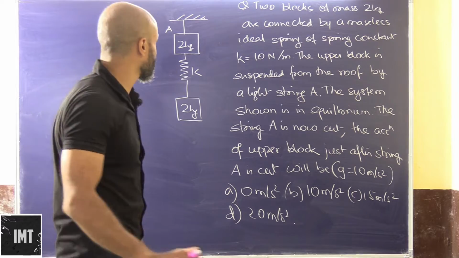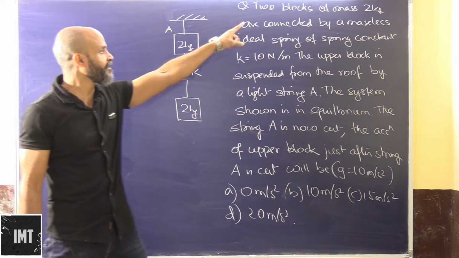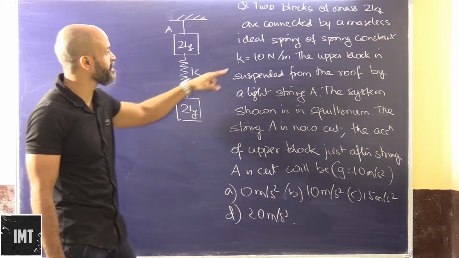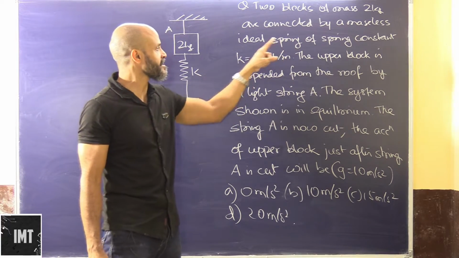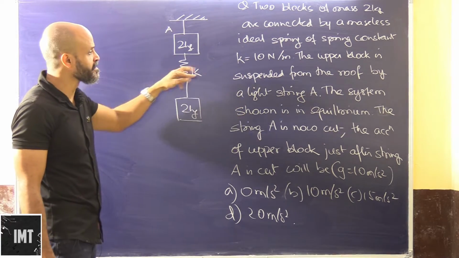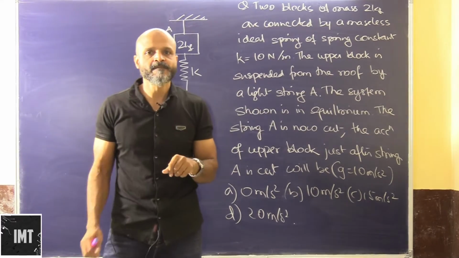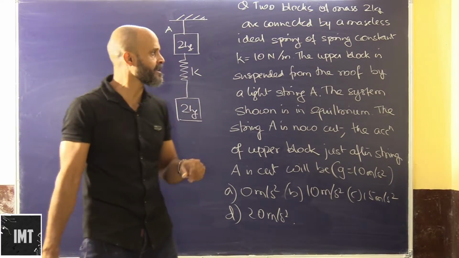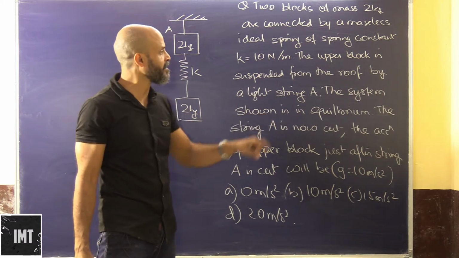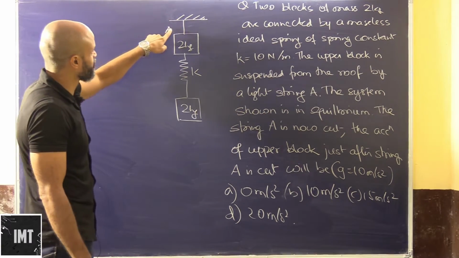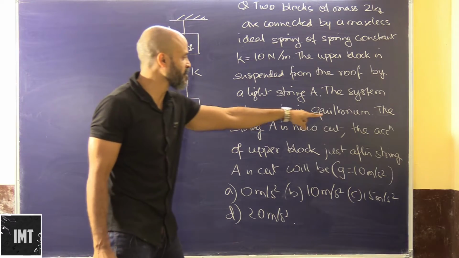Okay, people. So let's solve this one here. We have two blocks of mass 2 kg, this is 2 kg and this is 2 kg, connected by a massless ideal spring of spring constant k. We all know what a spring constant is: F is equal to kx. So this k is equal to 10 Newton per meter. The upper block is suspended from the roof by a light string A. The system shown is in equilibrium.